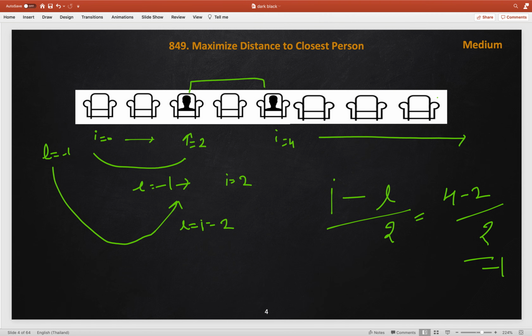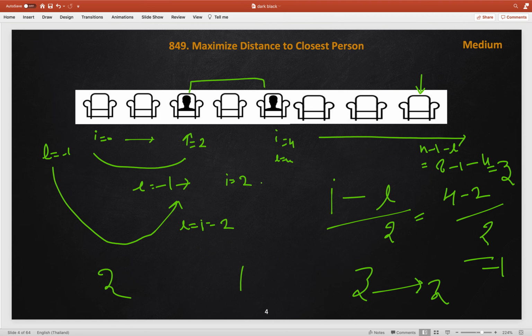Now in the end we also need to check if there is no person on the rightmost seat. If no one is sitting there, we need to consider this index, which will be n minus 1 minus the last L. Here n is 8, so 8 minus 1, minus the last L, which is at 4. So this becomes 3. So far we found 2 at the start, 1 in the center, and 3 at the end, so the overall maximum is 3. So 3 will be the answer. This is the approach.